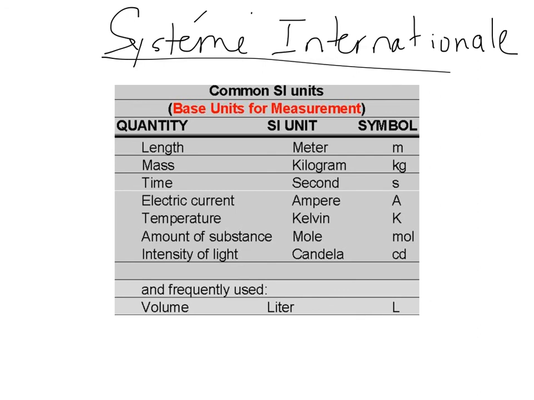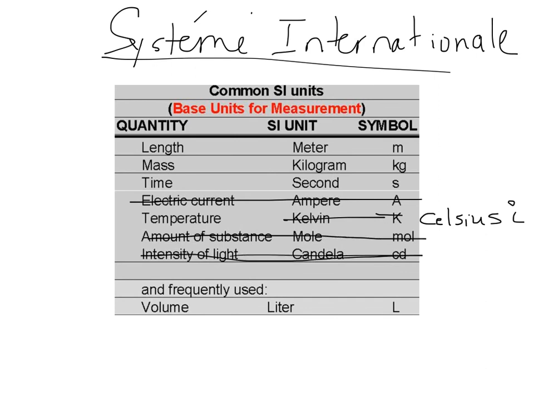Time is in seconds. We don't use electric current in this class. Temperature is actually Kelvin, but we didn't use the Kelvin scale because my thermometers are in Celsius, which is also widely used by scientists. And that's degrees C. We didn't talk about the amount of substance in moles. That's something you learn in chemistry. We don't work with light intensity. But volume is in liters or milliliters.